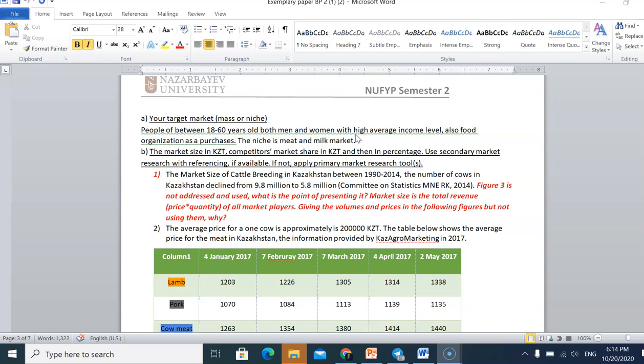Now, in part B, I think this part is the most confusing, the most difficult part, and I'd like to pay a lot of attention to this particular one. This question asks for several things at the same time. Now, the market size is the overall volume of the whole market.